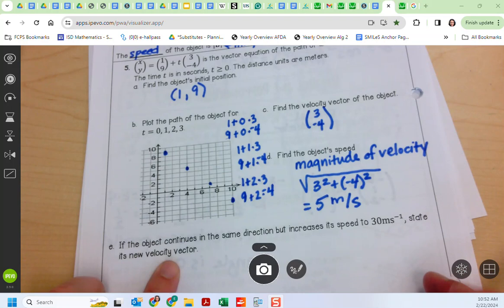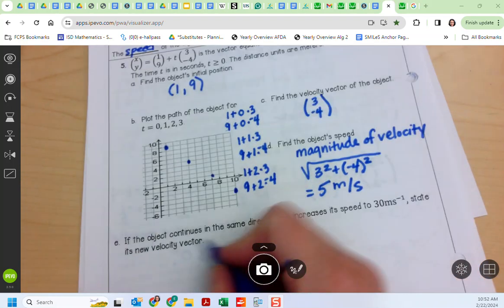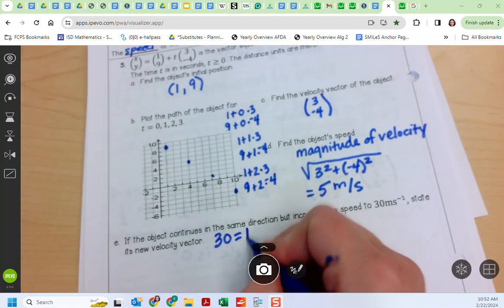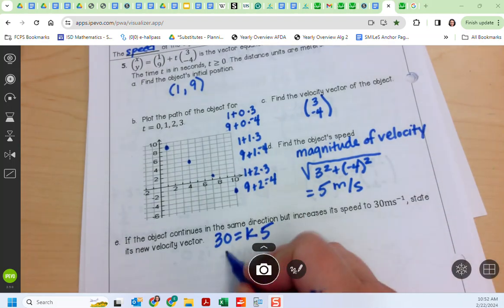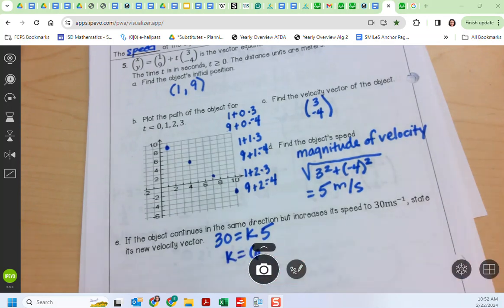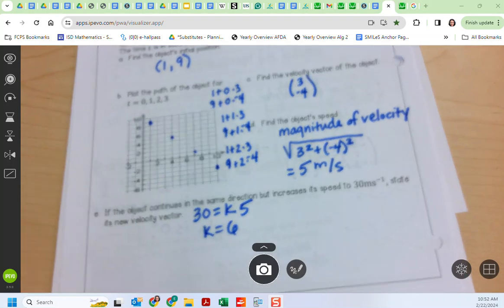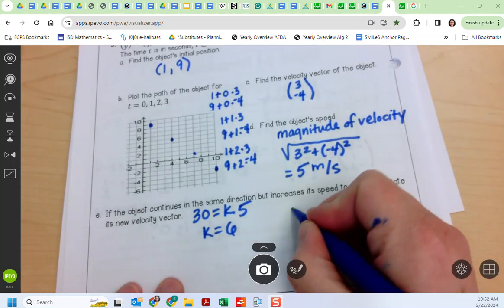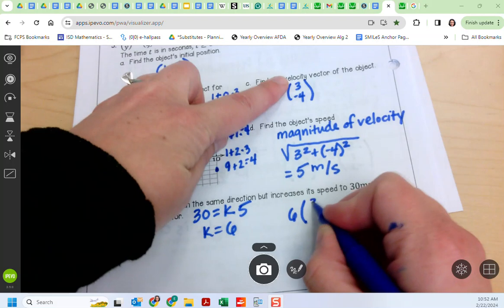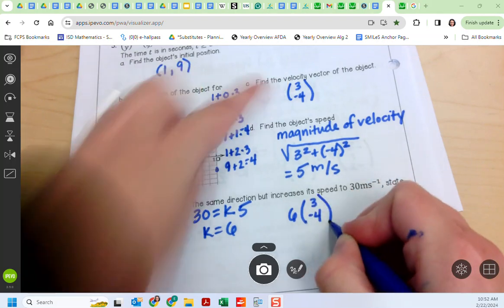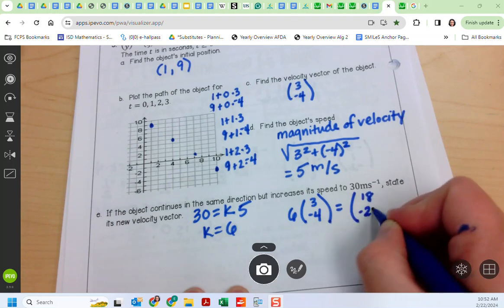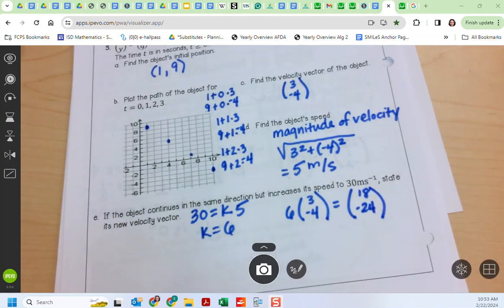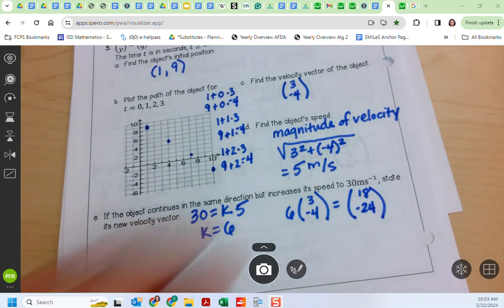State the new velocity vector. So our new velocity is k times our old velocity. So it would be 6 times our old velocity. So what we're going to do is just multiply your velocity vector by 6. So this is our velocity vector. All right, turning the page.